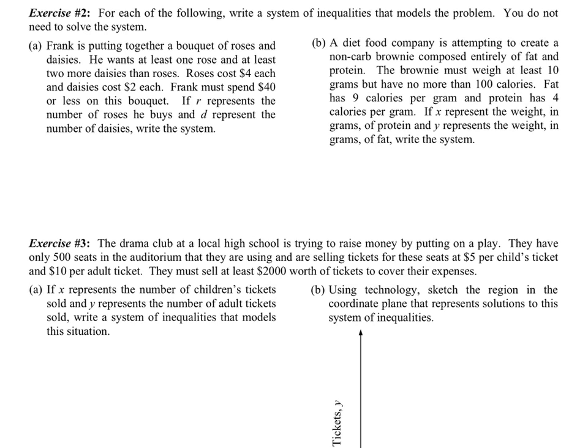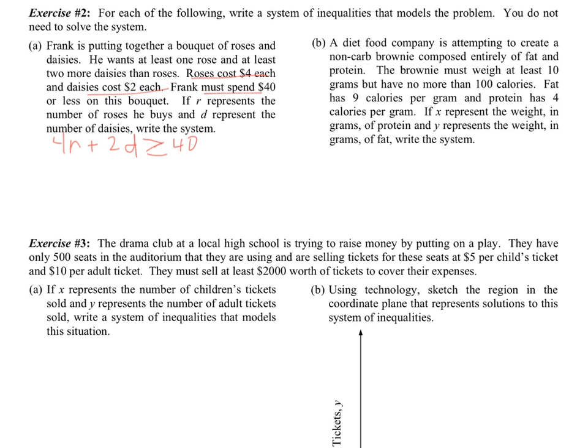So the first equation, we're talking about money, where roses cost $4 each, daisies cost 2, and he must spend 40 or less. So $4 for roses and $2 for daisies, and he cannot spend more than $40, but he can spend $40. The second equation is he wants at least one rose and at least 2 more daisies than roses. So those are multiple steps now.